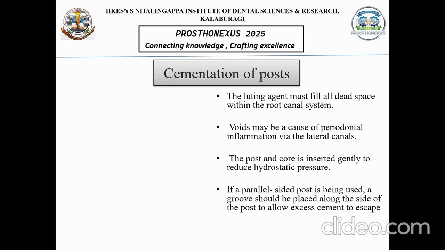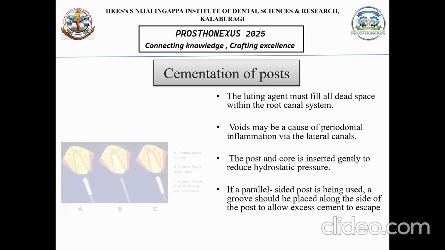Cementation of post. Now, when we speak of cementation or luting of post, the first question that comes to mind is what should be the ideal choice of luting agent. But before going into that, we should know what it should do. The luting agent must fill all dead space within the root canal system. Voids may cause periodontal inflammation via the lateral canals. The post and core is inserted gently to reduce the hydrostatic pressure. If a parallel-sided post is being used, a groove should be placed along the side of the post to allow excess cement to escape.